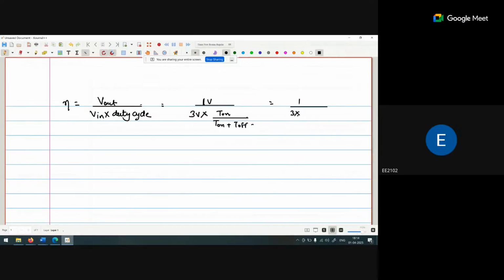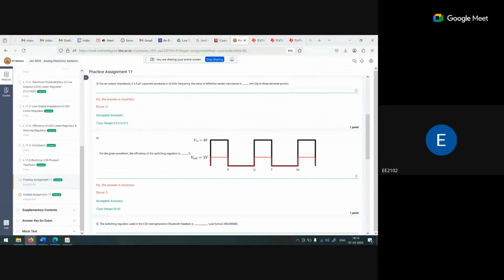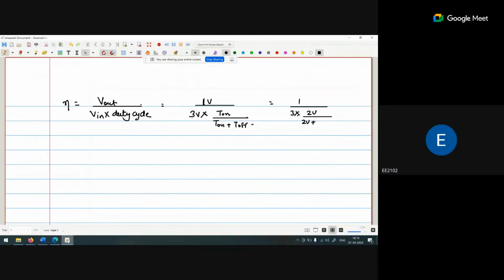So T on is 2 units, divided by T on, 2 units, plus T off. What is the T off? T off is 3 units, from 7 to 10. So it becomes 1 divided by 3 into 2 upon 5. So the efficiency is 5 by 6. If we calculate the efficiency in percentage, it is 5 by 6 into 100, that is around 83.33%.